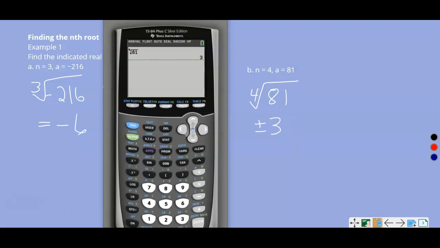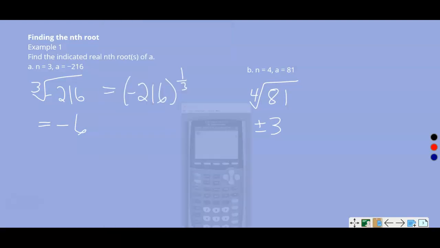So you've got to look at how many solutions you're supposed to have. Anytime this is an odd number, a cube root can have a negative answer. This one is going to have both a positive and a negative.